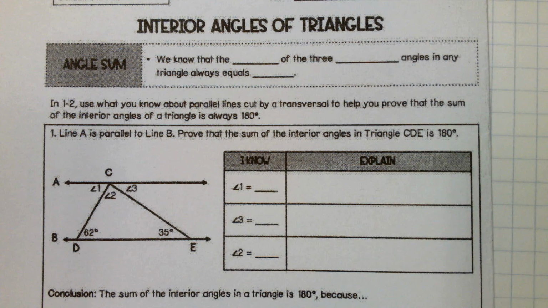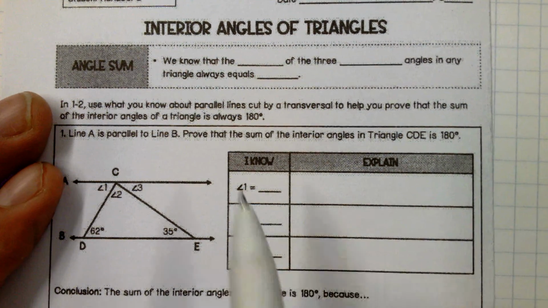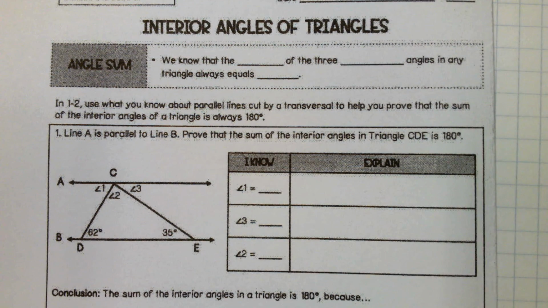Okay, so today we're going to look at interior angles of a triangle. And this is going to be true for any triangle, no matter the size or dimensions. So it's called the Angle Sum Theorem, okay? And a theorem is a statement in math that can be proven.